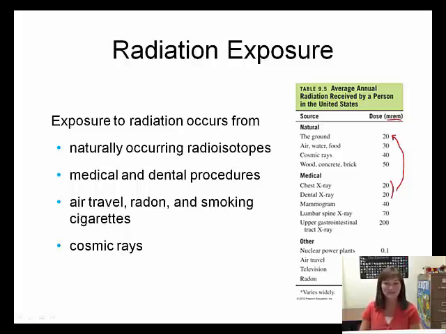Some other sources, and this one might surprise you. If you're standing outside a nuclear power plant, you might think, I don't want to get very close because of all the radiation I'm probably being exposed to, and that's not really true. You'd be exposed to 0.1 millirems of radiation. Air travel gives you about 10 millirems. Television, 20 millirems. Here's radon, with an asterisk saying it varies widely depending upon where you're taking your sample from.